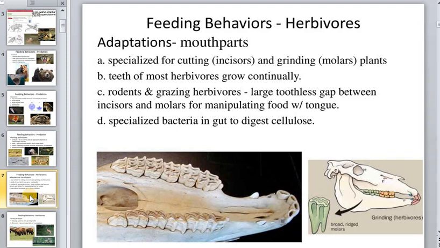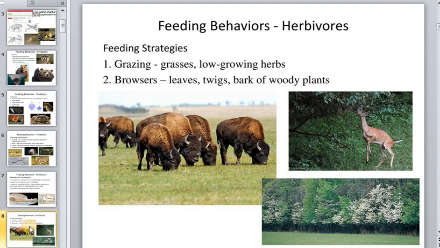And this is an adaptation of some herbivores, which very often are just prey. These animals have differences with teeth: most big herbivores have teeth that grow continually, for example, and very big molars for eating plants. Very often these animals have special bacteria in the digestive tract, and of course you see this part of the mandible has a toothless gap between the incisors and molars for manipulation of food, and the tongue and feeding strategies.